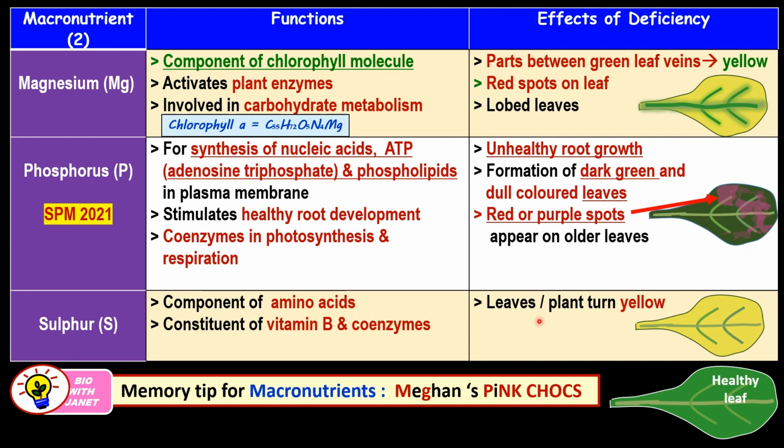Okay. Now, sulfur. Sulfur, the function is that it is a component of amino acids that are then used to synthesize proteins, and it is a constituent of vitamin B and coenzymes. Now, the lack of it causes leaves to turn yellow. That means, again, chlorosis. All right. So here we see the symptom of chlorosis.